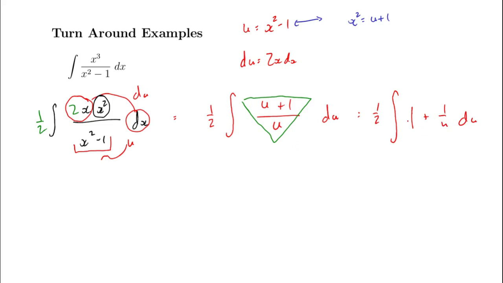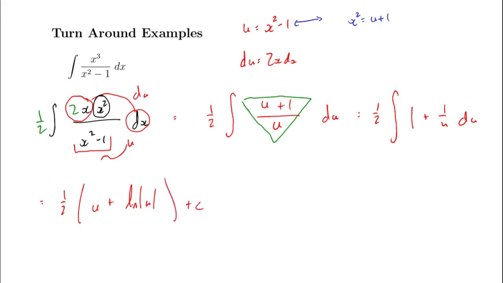Cool. Well, this is pretty easy. Our antiderivative of 1, what's that? And don't say x. It's not x. What is it here? Our variable is u, right? So the antiderivative of 1 with regard to u is u plus the natural log of u plus c.